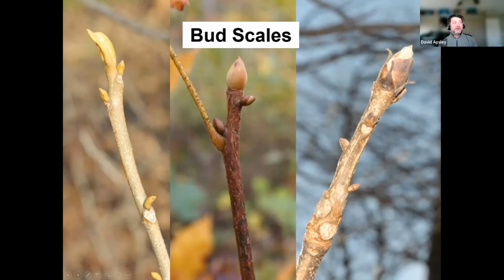This one is mockernut. Those scales are gone. So these are kind of newer, greener scales. Pignut and mockernut do that. And then this one really doesn't have scales. It's called bitternut hickory. So the hickories can be easily separated into groups based on their buds throughout the winter months.